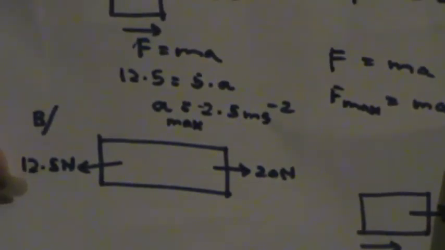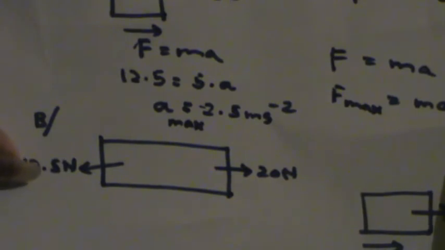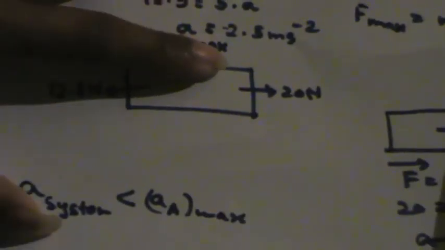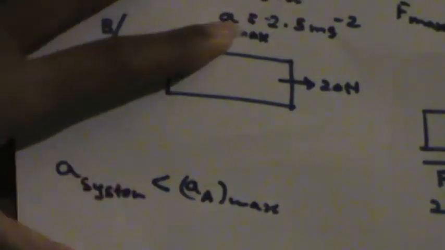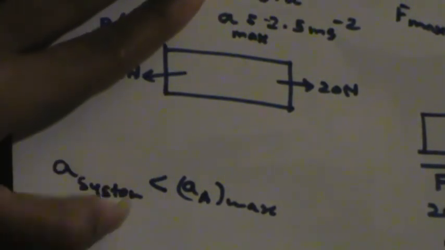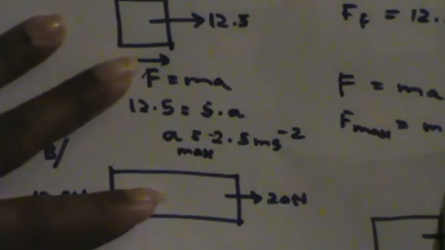Now if we calculate F equals ma for this object, you can calculate a different acceleration. But according to this theory, for this to happen, the maximum acceleration of A is to be greater than the acceleration of the system. So on this occasion, this inequality is being followed. So this is true, and the object goes as a unit. So B's acceleration will also be 2.5 meters per second squared.